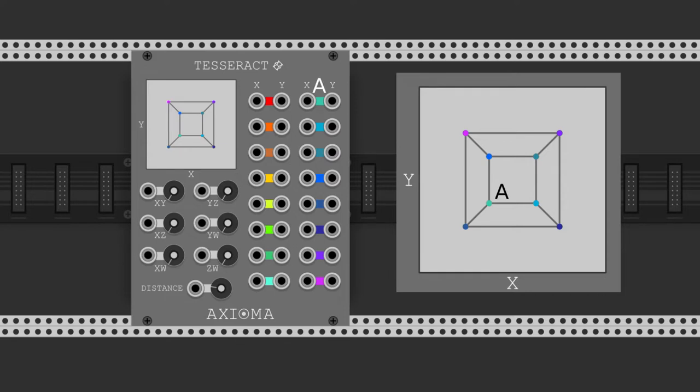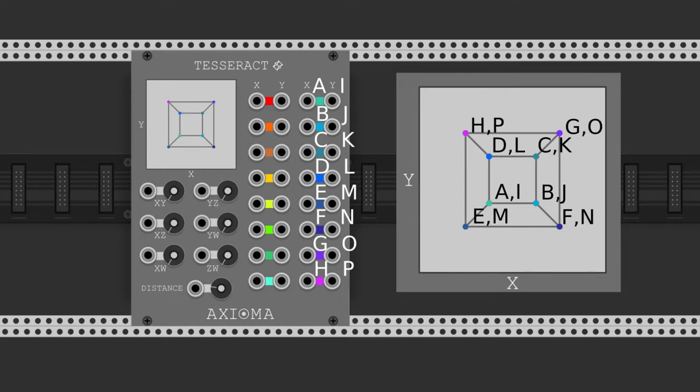We name every vertex with a pair of capital letters. First for the X outputs, and then starting from I, for the Y outputs. I think you get an idea.